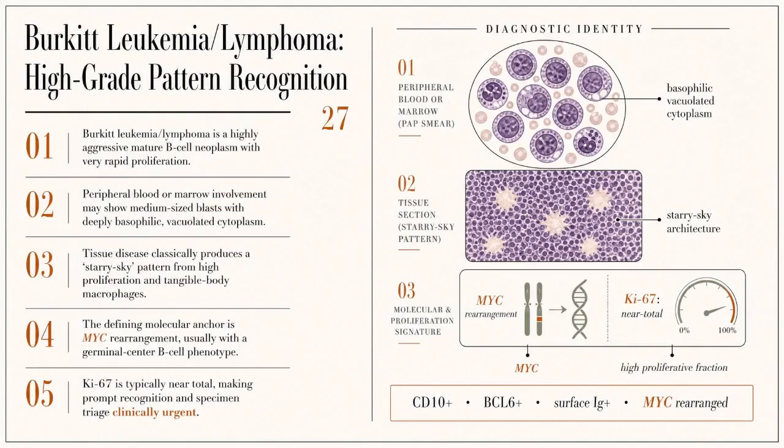Burkitt lymphoma is a hematopathologic emergency characterized by its rapid proliferation and fulminant clinical course, making the quality of specimen processing and diagnostic workflow paramount. Understanding the morphological, immunophenotypic, and molecular hallmarks of this disease not only enhances diagnostic precision, but also directly impacts patient management and outcomes. Morphologically, Burkitt lymphoma cells are distinctive and recognizable under the microscope.